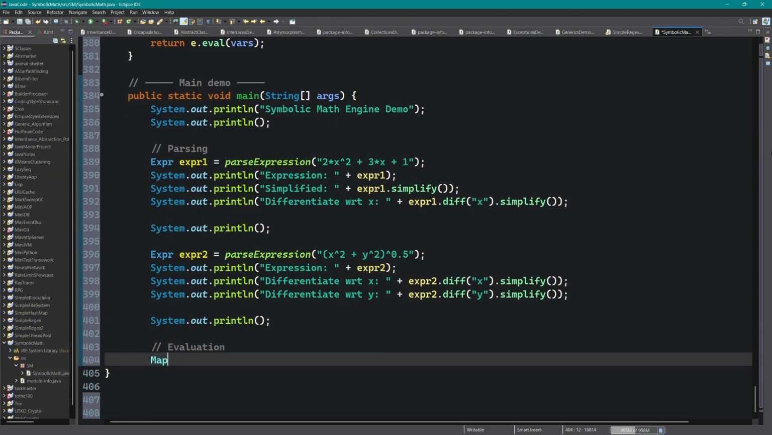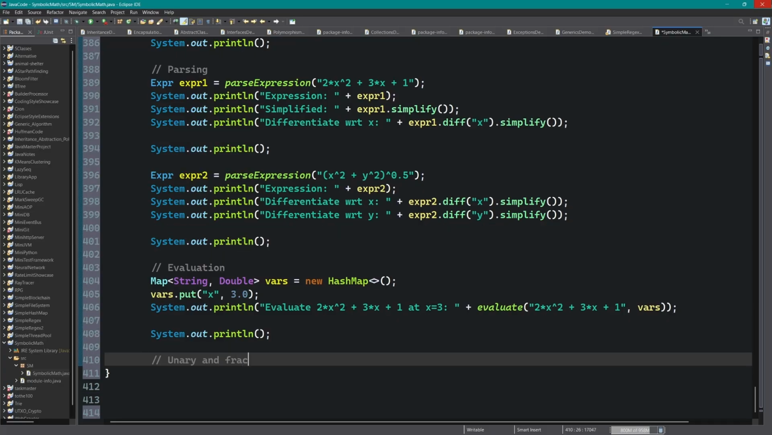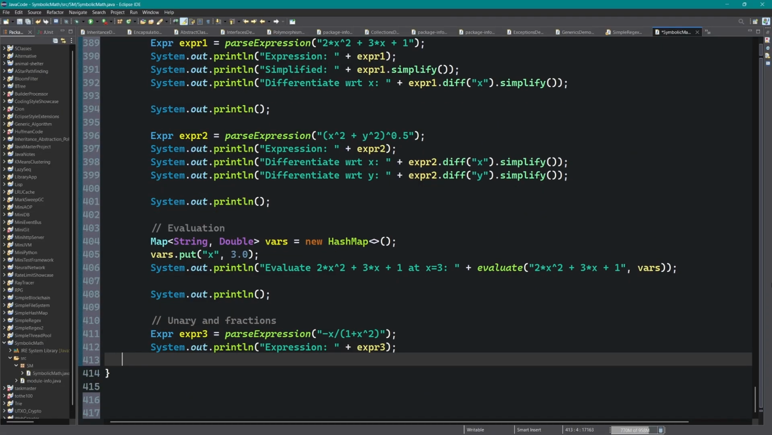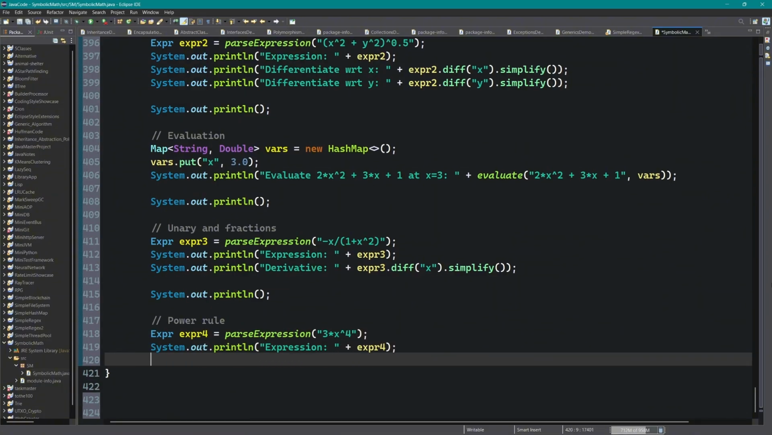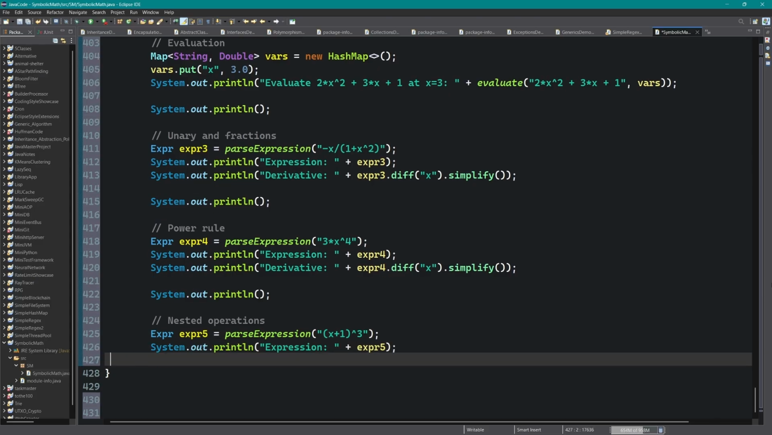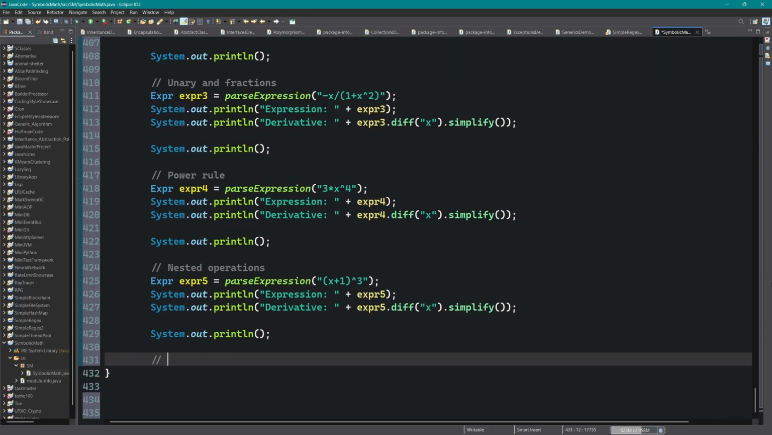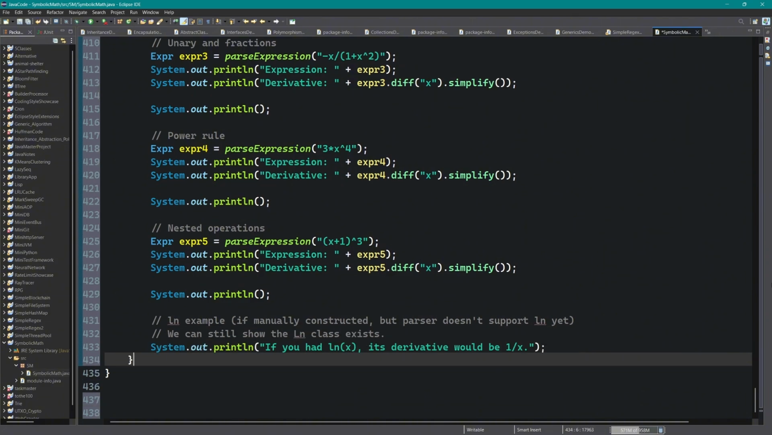After compiling with javac SymbolicMath.java and running it, we see a series of expressions, their derivatives, and the evaluation result. The derivatives of polynomials yield correct answers, the power rule is verified, and the constant folding reduces terms. This validates the core engine. The output is clean and demonstrates the library's capabilities.